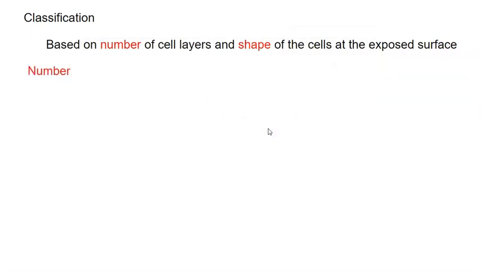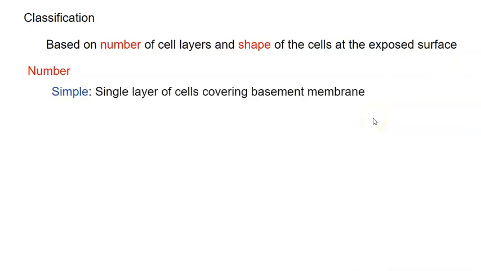So first, classification by number. Simple means a single layer of cells that cover the basement membrane. Simple epithelia are thin and fragile. Since a single layer can't provide much mechanical protection, you don't find it in exposed areas of the body.